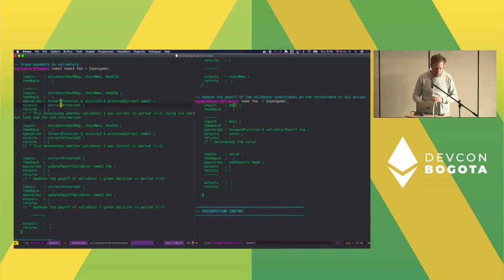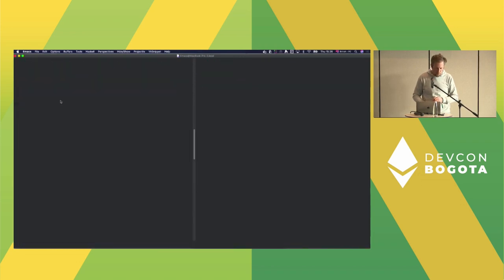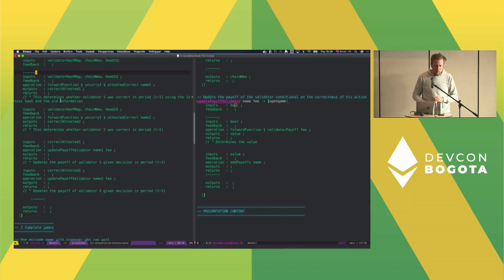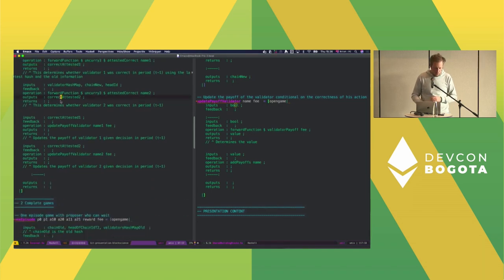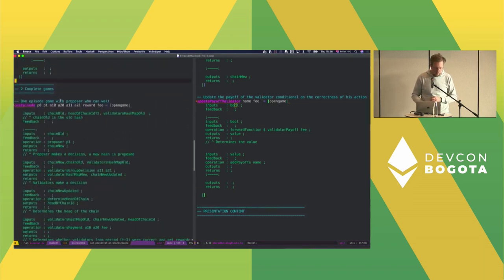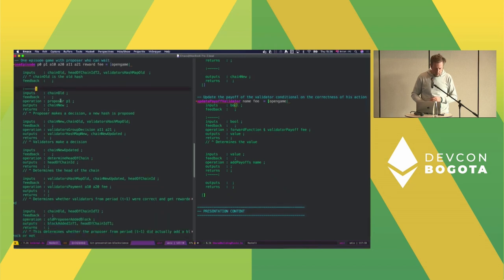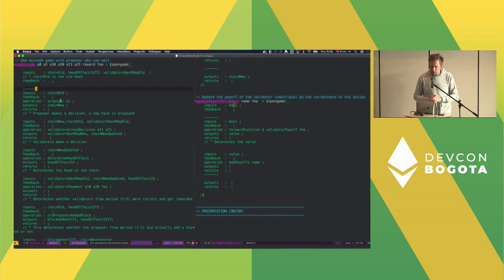All right, let's continue. So we have the validator's payment. And now we have everything assembled for a one episode game. Okay, this is this beast here, just barely makes it on, not completely. What it basically tells you is this is one episode, I'm now putting everything together, there are certain parameterizations, ignore them for now, they're just details of how do I call the players, what is the reward and what is the fee and so on.